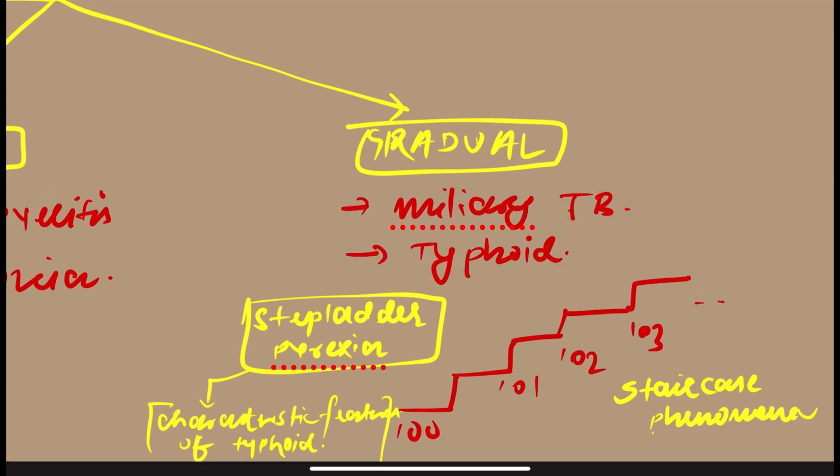So there are a few important points here. One most important point is the stepladder pyrexia. So what is stepladder pyrexia? It is the characteristic feature of typhoid.